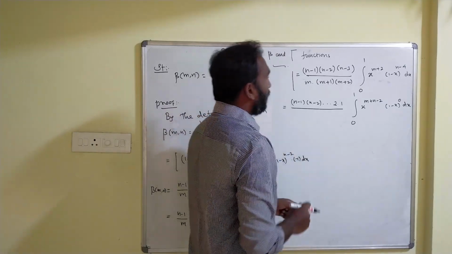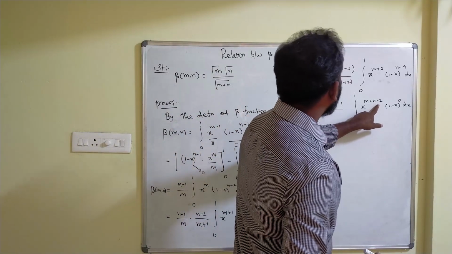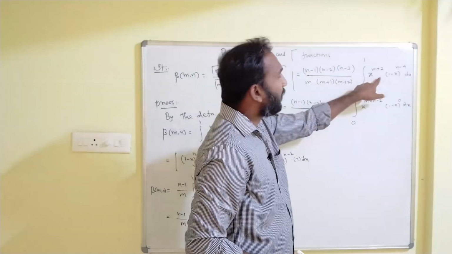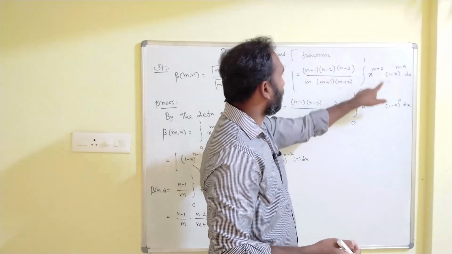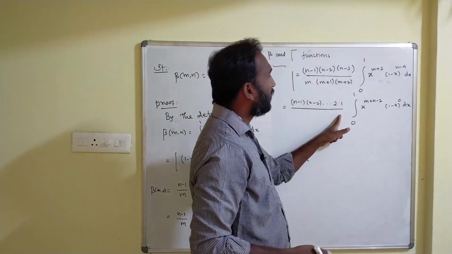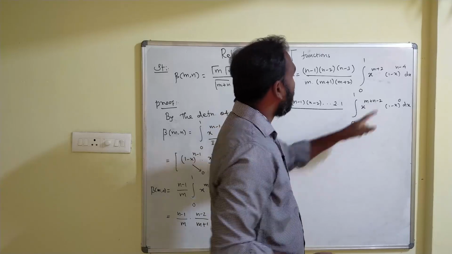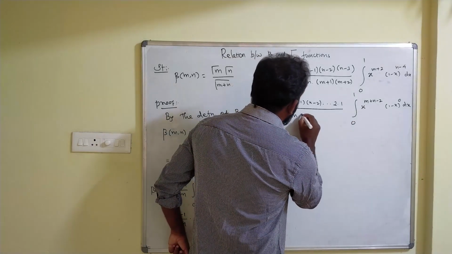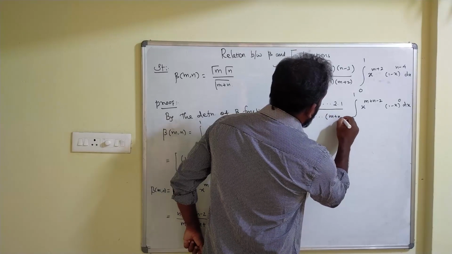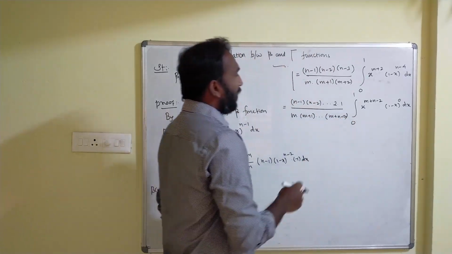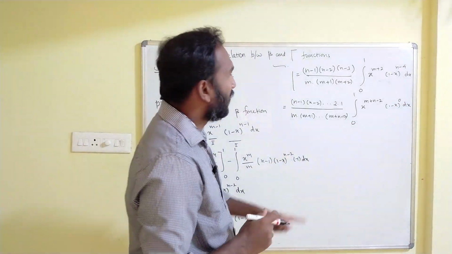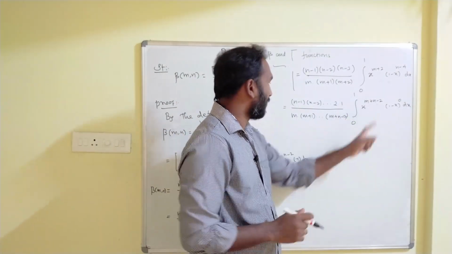And this is, listen, so m plus n minus 2 here. If it is m plus 2, the last term is m plus 2. If it is m plus 3, the last term should be m plus 3. Therefore, here it is m plus n minus 2. So definitely the last term is going to be m plus n minus 2. Therefore, m into m plus 1 up to m plus n minus 2. So this is the last term, and we know 1 minus x power 0 will become 1. Therefore, we know how to integrate this term.